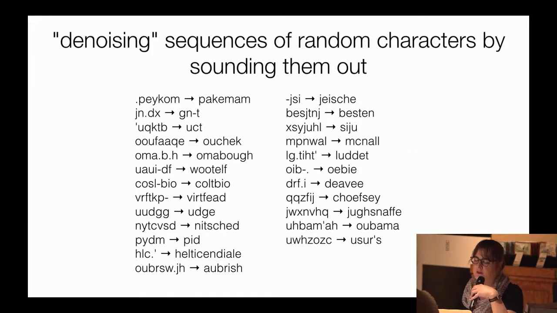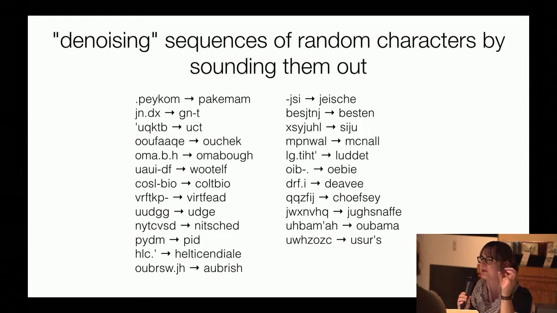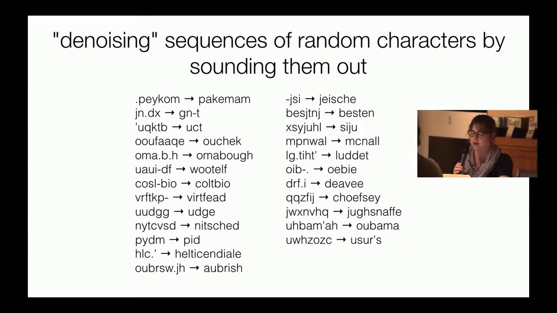So among the things that you can do with this model, one is denoising sequences of random characters by sounding them out. You can put in essentially random sequences of characters, and then it gives you a phonetic pronunciation of those, like the NBA has for the names of players. So you put in just any random sequence of characters, and it tries its best to spell them out.